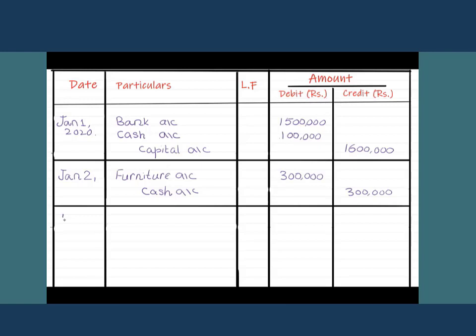So the journal entry for the transaction would be January 5, purchases account is debited by 700,000 and High Tech Computers Limited account is credited by 700,000.